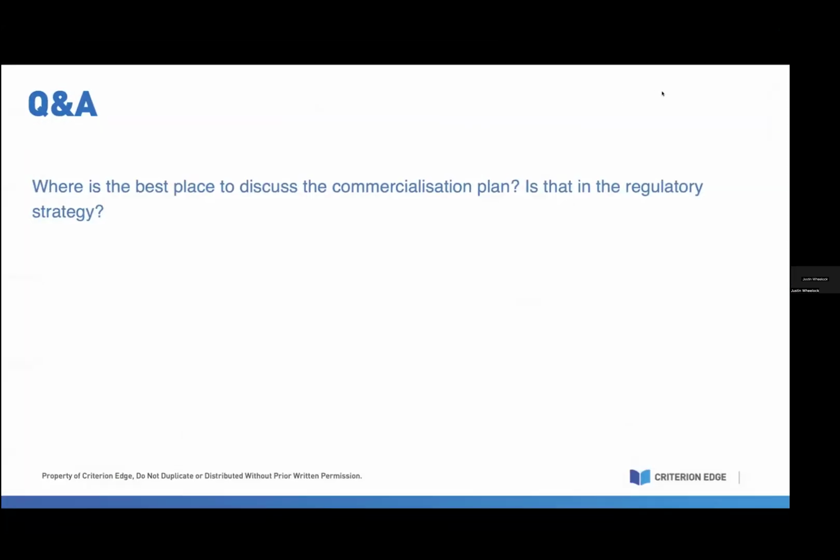Moving on to our next question, where is the best place to discuss the commercialization plan? Is that in the regulatory strategy? In the IND, you're not going to really worry about that. So the pre-IND stage, you only have a little bit of a reference to ultimate commercialization in your regulatory strategy, but that's typically where it is. It's in your regulatory strategy.